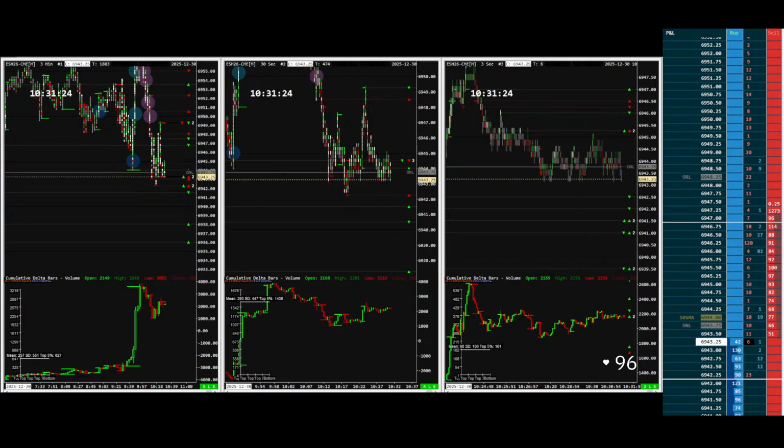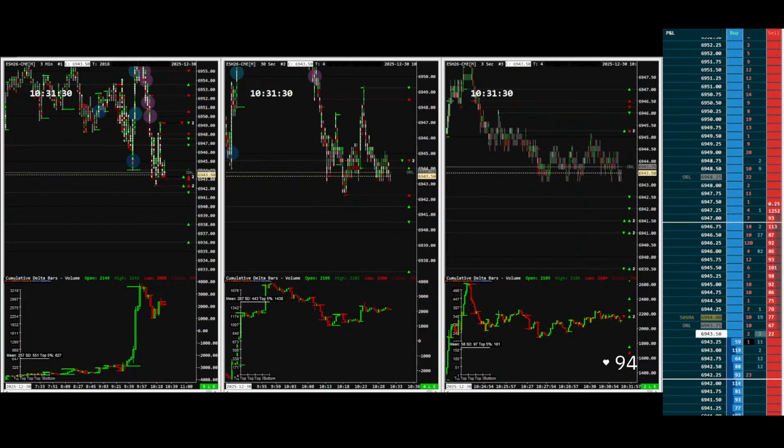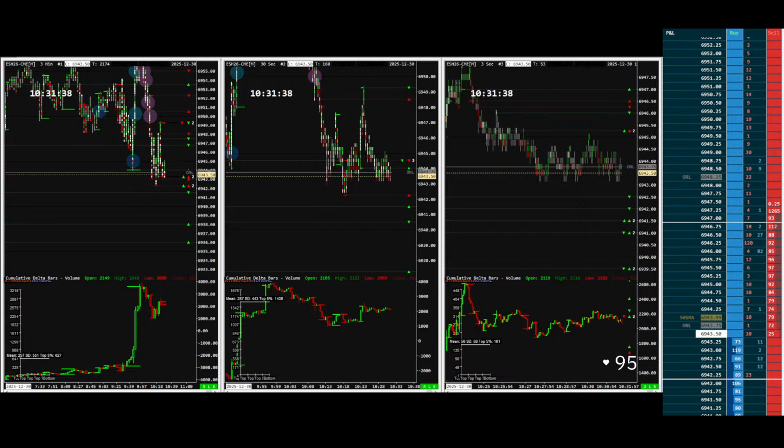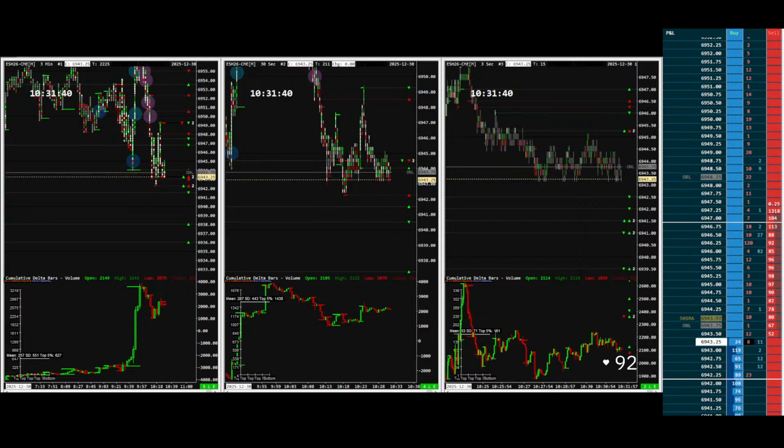So what's interesting is it's abusing some of the levels on the 15-minute and the 3-minute when it did the breakout on the upside. That last breakout to the upside, it kind of did the same thing it's doing here, but on the other end of the spectrum. Yeah, that is an interesting observation.